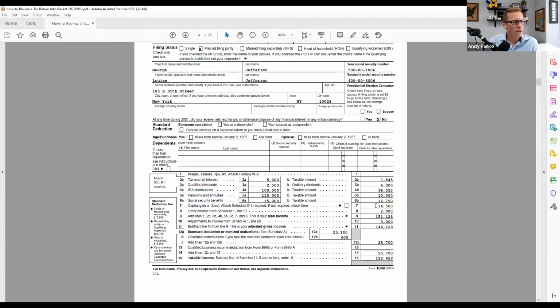Capital gains and losses. This is all activity in a regular taxable brokerage account. You sell something at a realized gain, realized loss, it's going to show up here. Another biggie. This was a big one last year, 2021. Capital gain distributions from mutual funds held in regular taxable brokerage accounts.